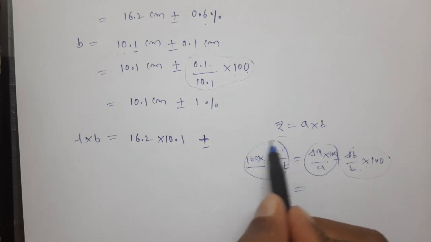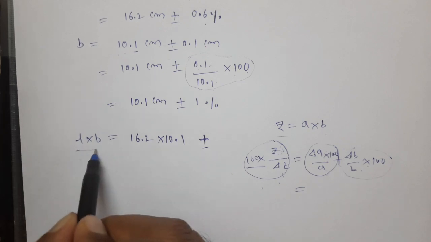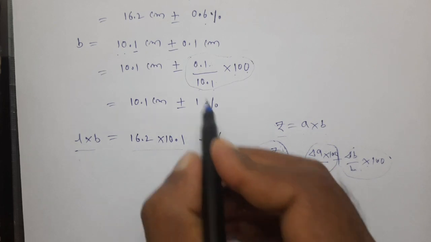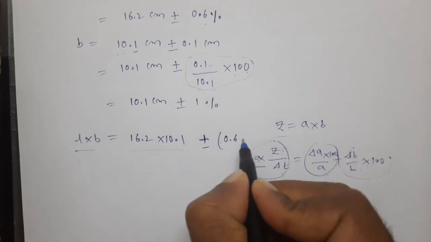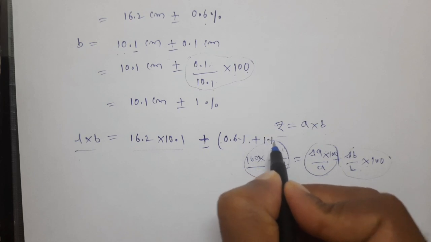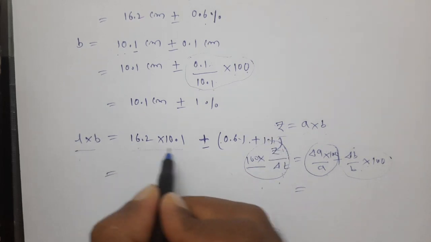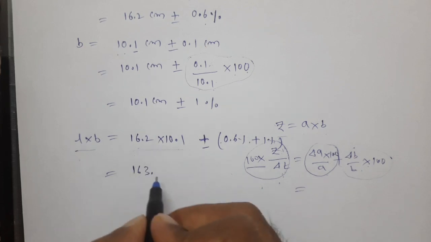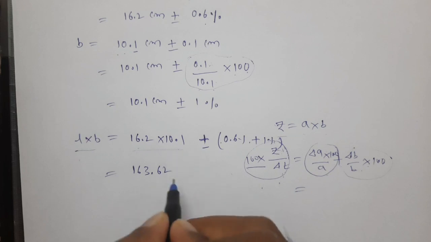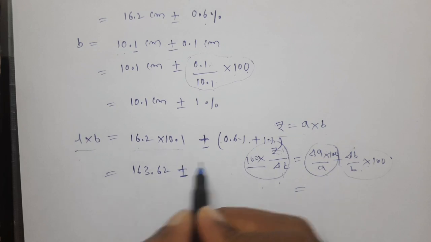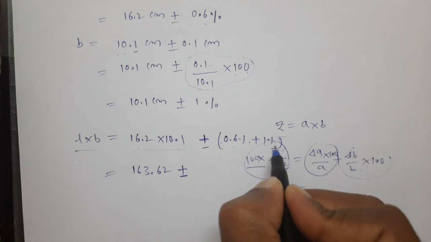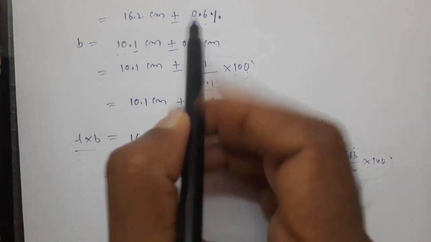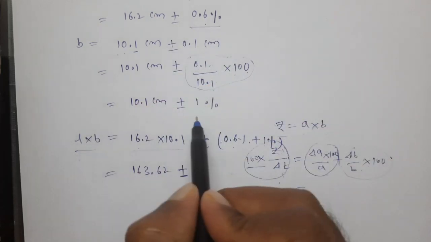So for L into B, here we are writing only the value. Now let us write the error. How do we write that error? That is 0.6 percent plus 1 percent. When you multiply these two, we will get 163.62 using the calculator, plus or minus 0.6 plus 1 percent. The percentage error in L is 0.6 percent, and the percentage error in B is 1 percent. This is what we are doing.